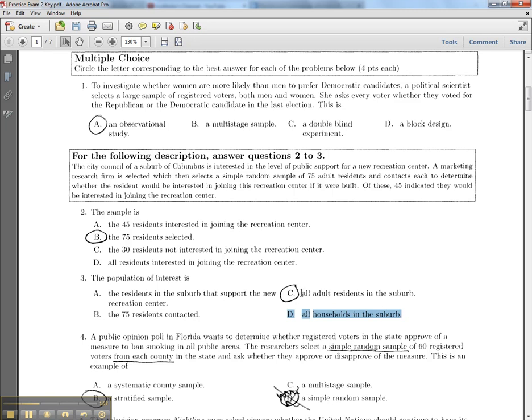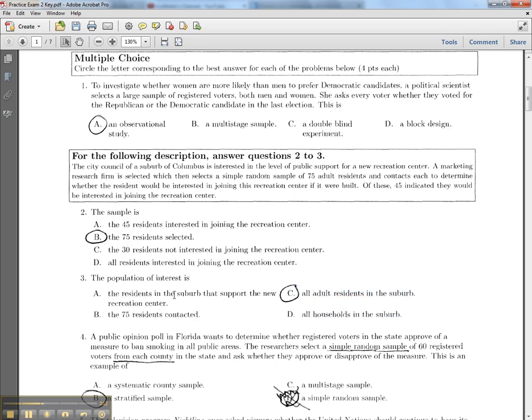The sample that they selected was adult residents. So the population that the sample came from is all the adult residents in the suburb. So that's why it's letter C.